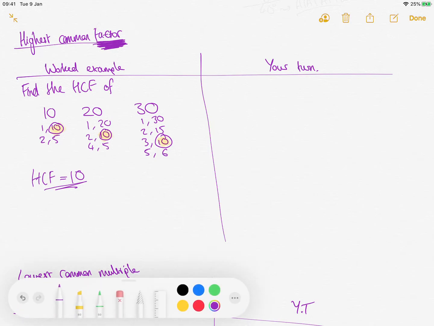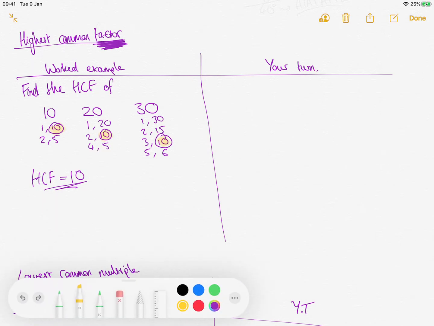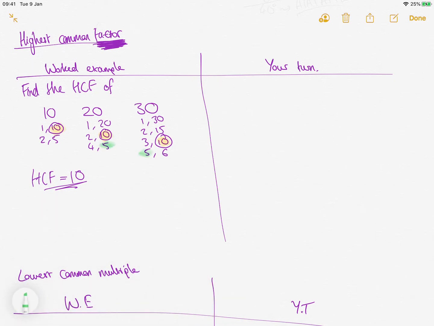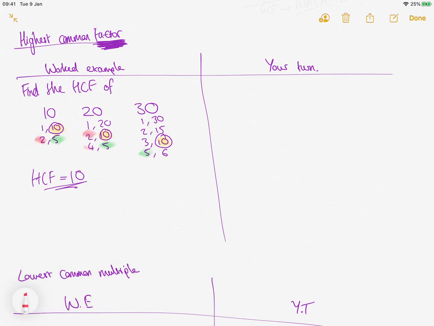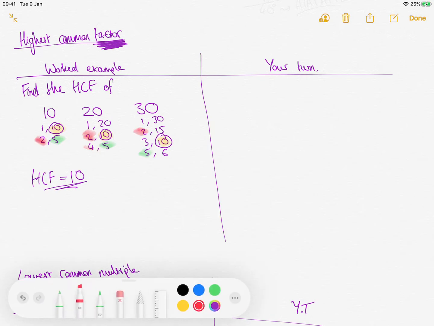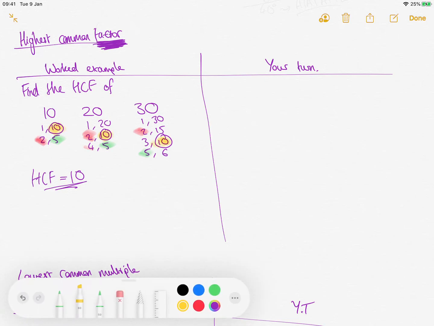So notice that there are some other common factors, like they all have 5, and they all have 2. They all have 2, but we want the highest one, which is why I picked 10, because that's the highest one that's common to all of those numbers.